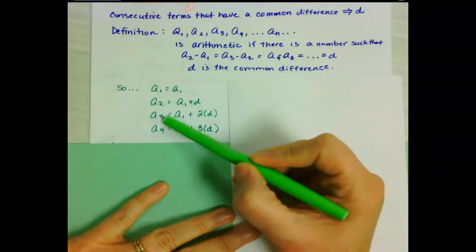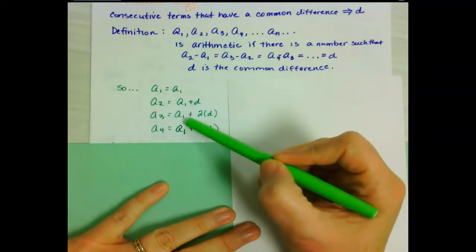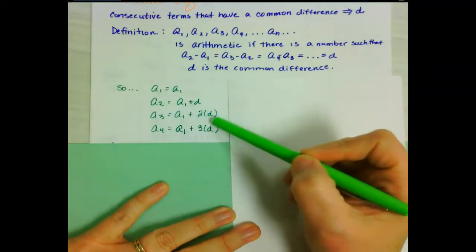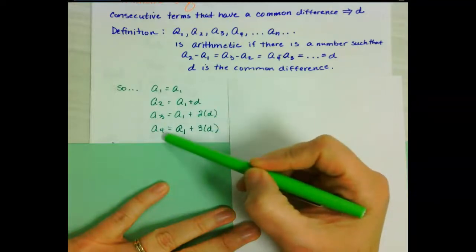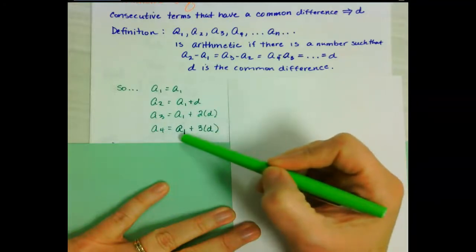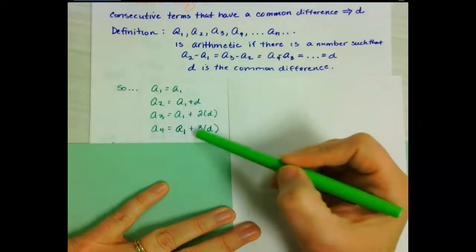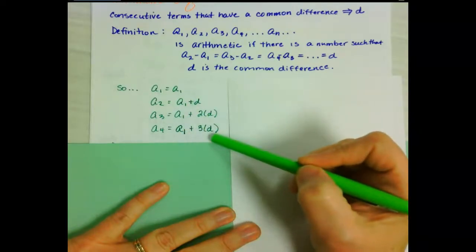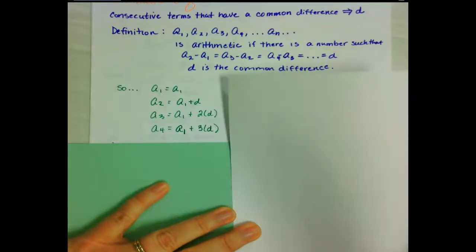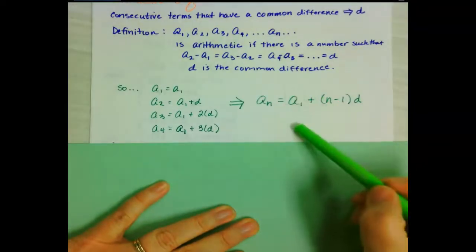To get a sub 3, I would take the first term, but now I would add 2 of the common differences to it to get the third term. And if I'm at a sub 4, I would take my first term, and now you can see I have 3 common differences, so I'm going to add 3, for the number of common differences, times the difference. And so this pattern lets us build the model for arithmetic sequence.